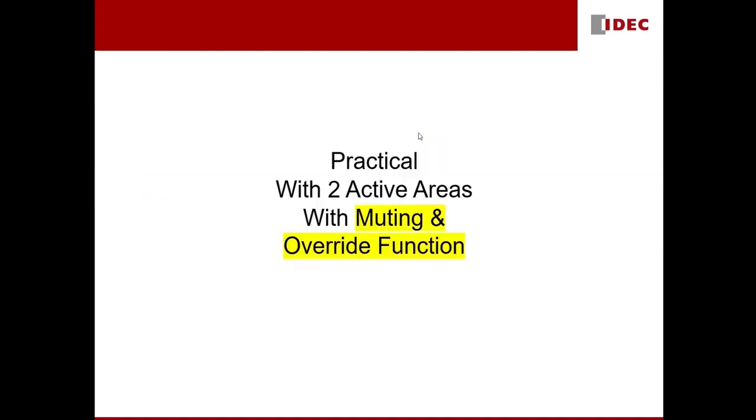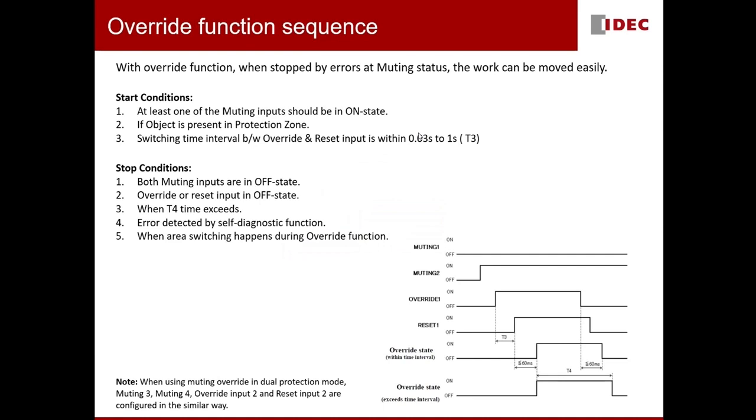Here I'll explain how the override function works and how it has to be set. The override function is basically used whenever an error occurs in the muting function. Let's say an object has crossed the muting area and went to the protection zone in that small area. At that time also the line should not stop, or the function should not bypass by itself. So we are using an additional function called override.